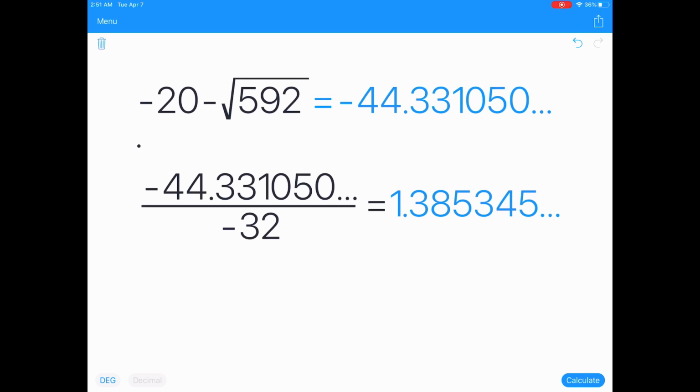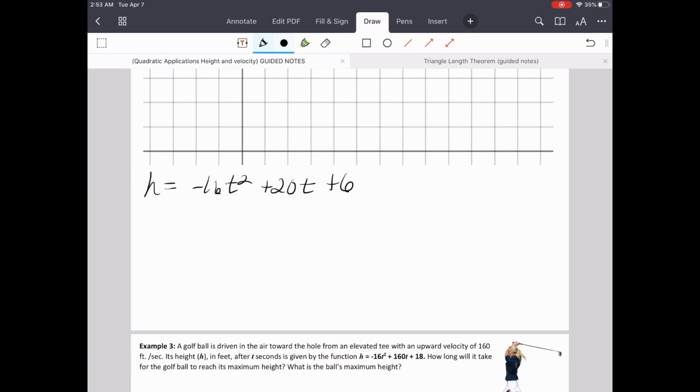So for this one, I got 1.385 something something. I'm going to round that to 1.4. Okay, so I'm going to jot down all the relevant information that we've figured out to this point.